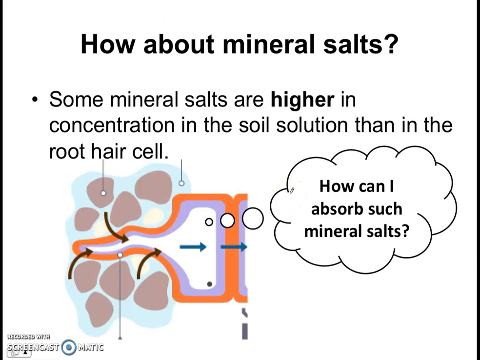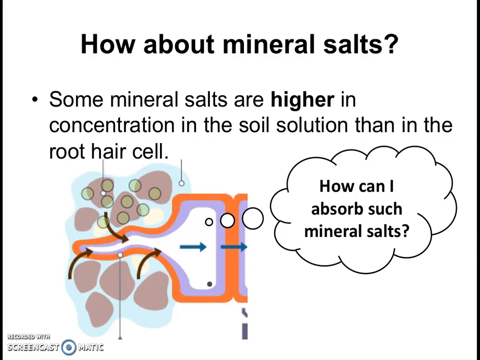Now how about mineral salts? So we've learned about how water moves into root hair cells by osmosis. How about mineral salts? Some mineral salts are very high in concentration in the soil compared to the root hair cell. So for example, there might be a mineral salt like sodium. Maybe sodium is very high in the soil compared to inside the root hair cell. So how does the root hair cell absorb such mineral salts? High concentration outside, lower concentration inside. I hope the answer ringing in your mind is diffusion.